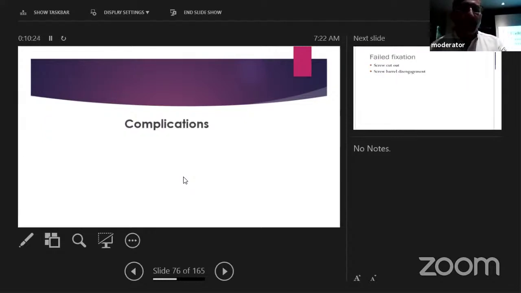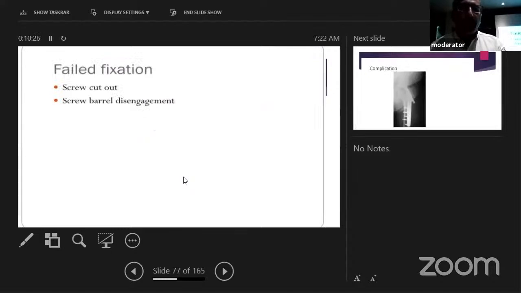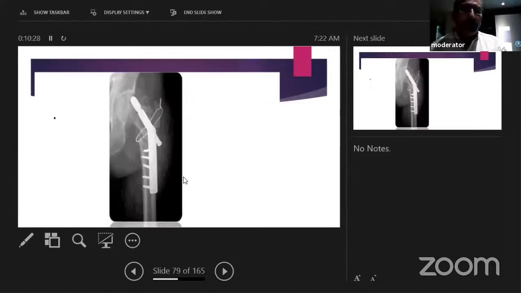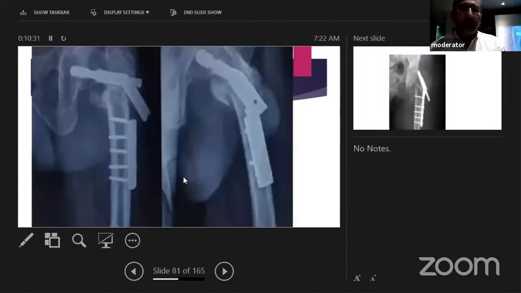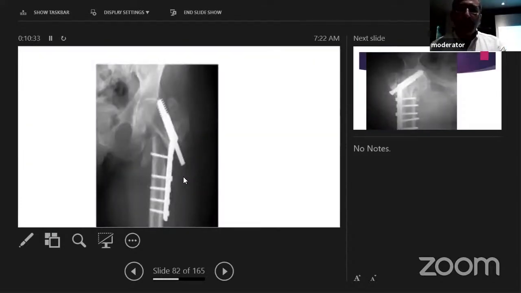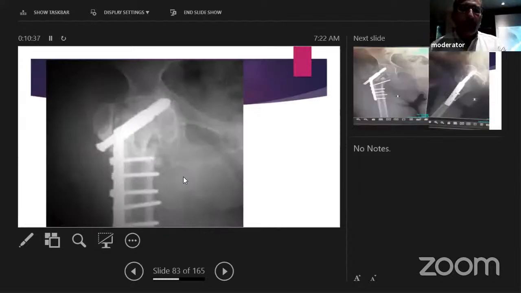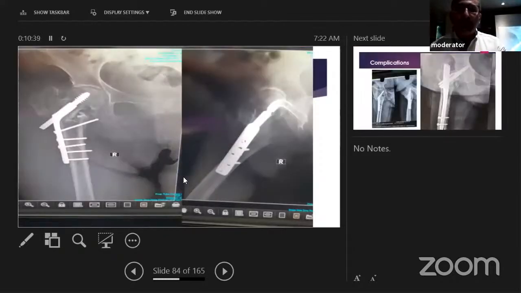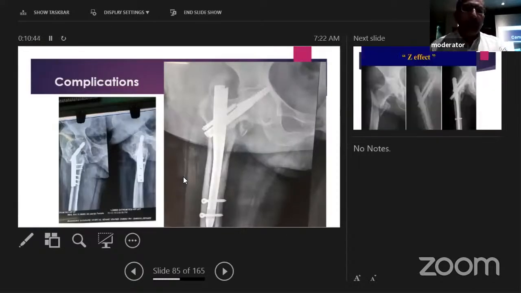There can be complications as well, like screw cutout and screw-barrel disengagement. Like this is one of the examples. Another example is breakage of the implant. Like this, the medial sliding and cutout of the screw. The screw has penetrated almost into the joint, there is medialization of the distal fragment, the wall is broken, the lateral cortex. And this is another complication. Again, it is medialized.